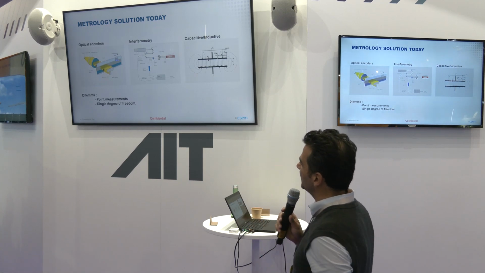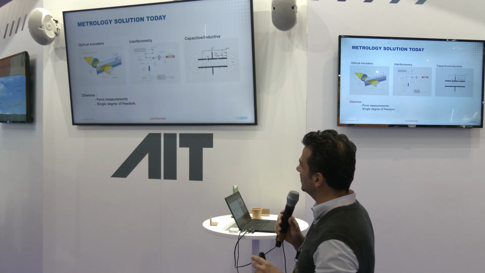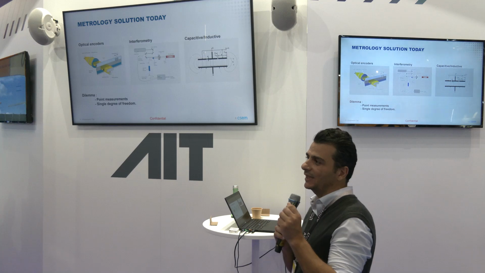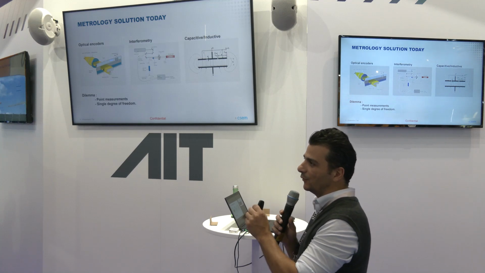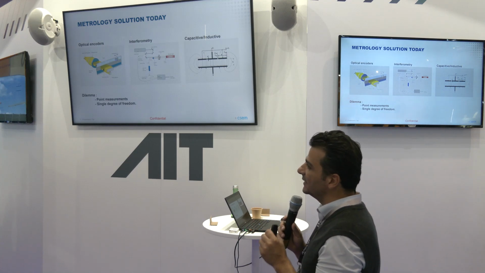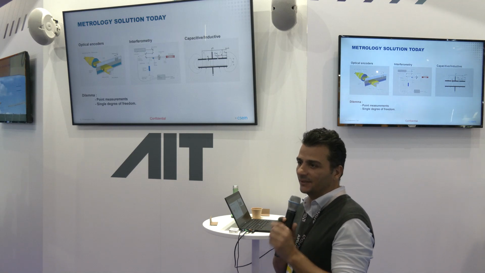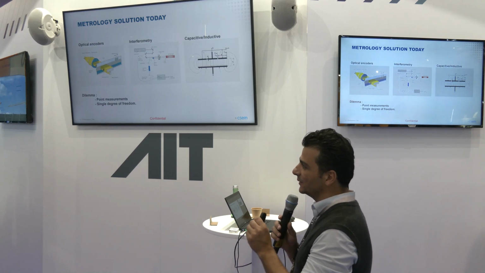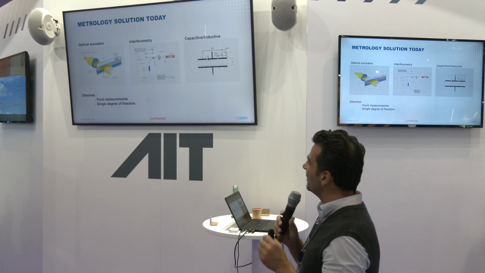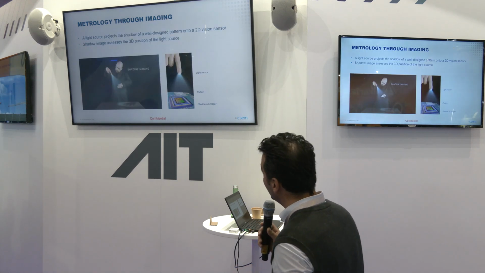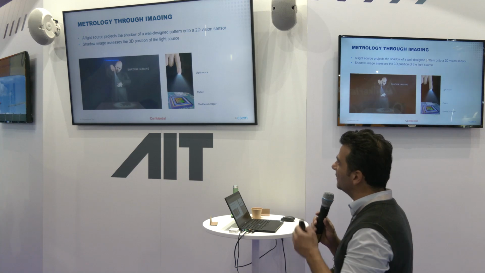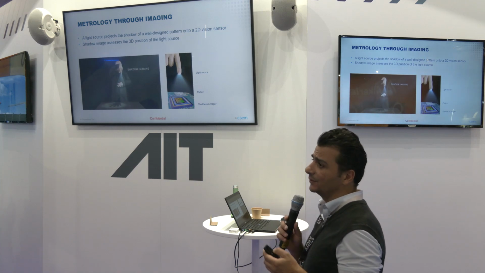The main dilemma with these types of technologies is twofold. One, it's a type of point measurement, so you don't have an image being formed. And the second aspect is that it is a single degree of freedom measurement. We are not able today, with any of these technologies, to measure multiple degrees of freedom at the same time. So this is where we come in with a novel type of technology which is based on shadow imaging.